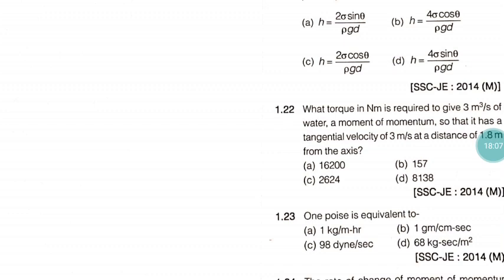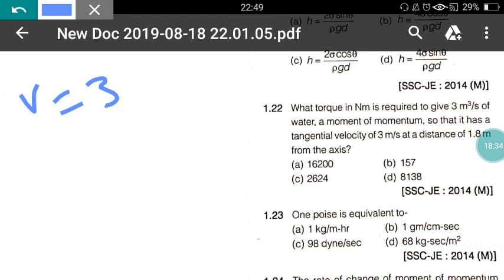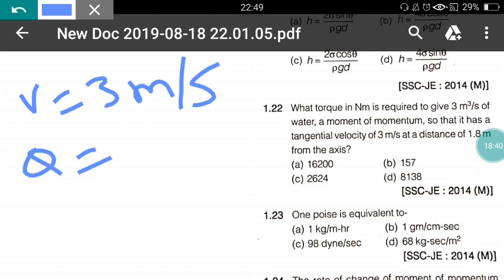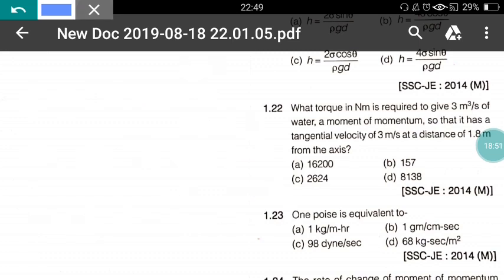Next question. What torque in Newton meter is required to give 3 meter cube per second of water a moment of momentum, so that it has a tangential velocity of 3 meter per second at a distance of 1.8 meter from the axis? Okay, so what they have given: first, the tangential velocity, V equal to 3 meter per second. After that, the discharge is 3 meter cube per second. After that, the distance is r equal to 1.8 meter, right? And they're asking what? The torque. Torque is the moment of momentum.